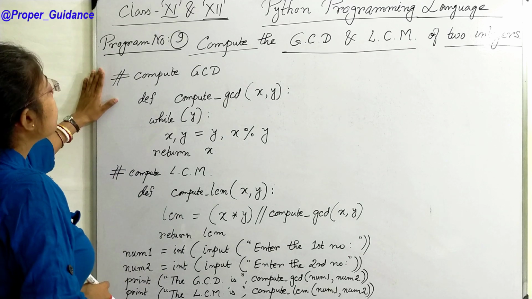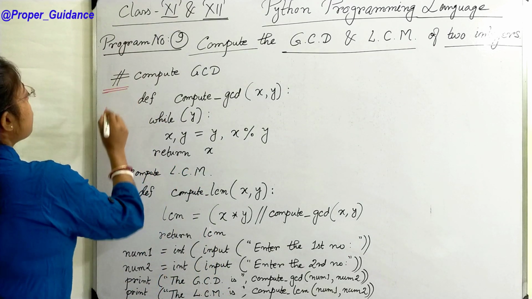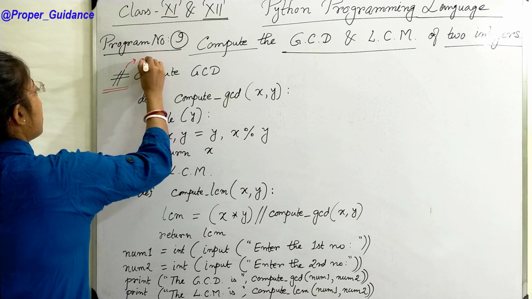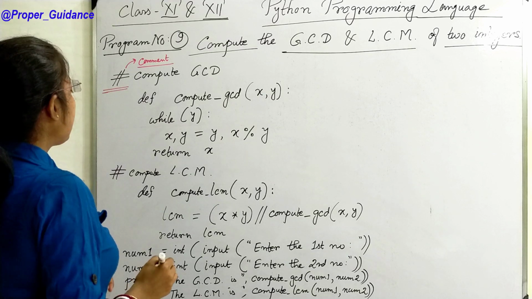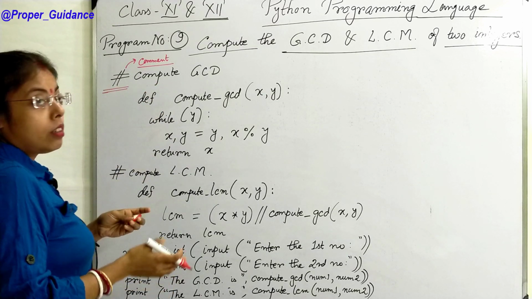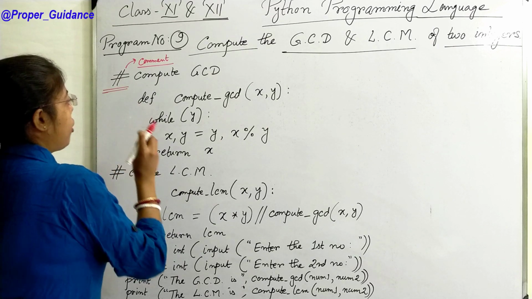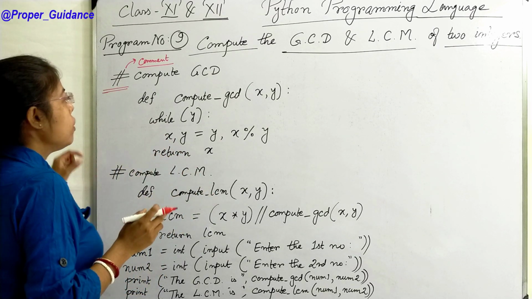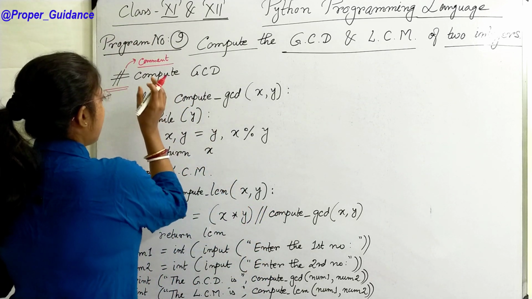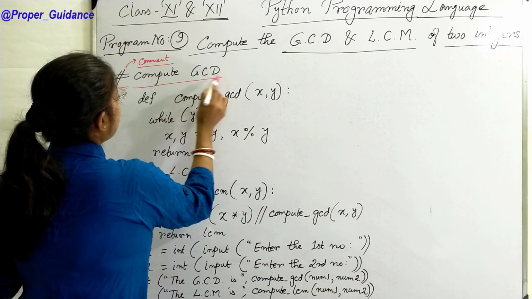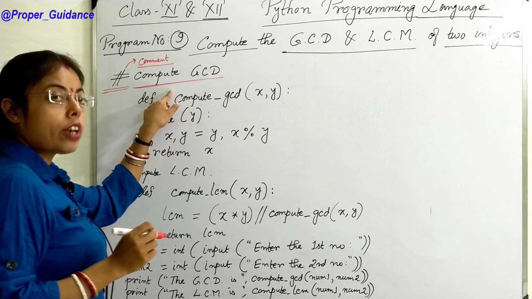So here it is. The first line I have written using this symbol. This is for comment. And why do we use comment in any programming language? To understand the particular section, what the code snippet actually means. For our convenience, we write this in a comment. What is comment? Comment means this line is not executed.